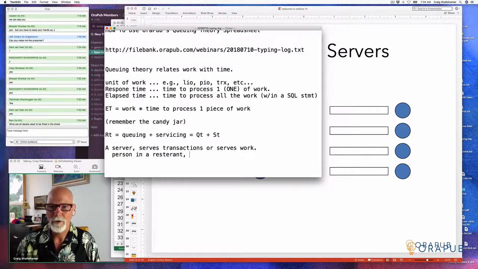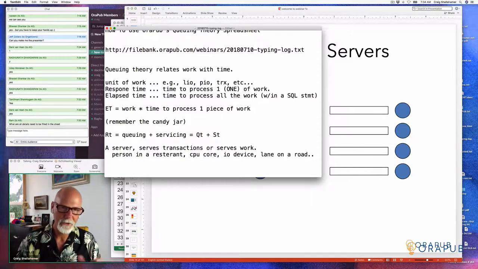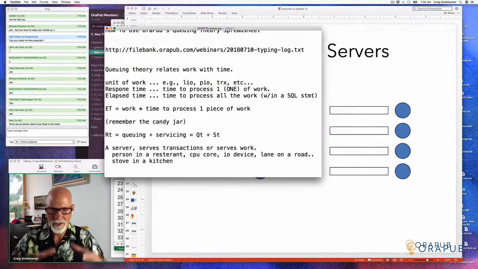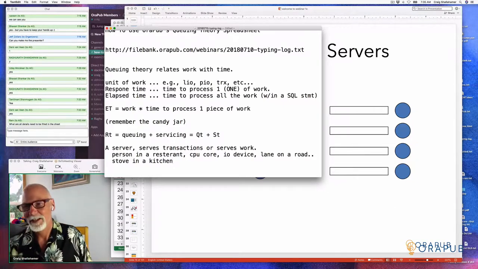I know I spelled that wrong. A CPU core, an IO device. It could be a lane on a road, something like that, okay? If you think about it, okay? If you watch the intro to that video seminar I have, it could also be like a stove in a kitchen. I'm talking like one part of the stove where you can actually cook a burger on or something like that.